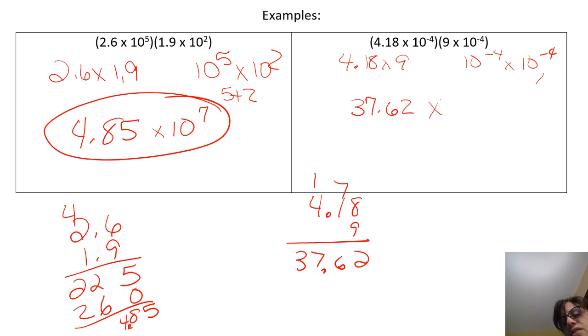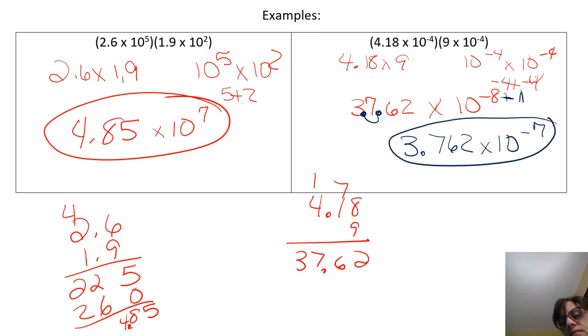But let's finish this up. So we get times 10 to the, we need to add. Negative 4 plus negative 4 is negative 8. So now let's fix that exponent. If we're going to move it once to the left, that was subtract direction. So do the opposite of subtract. We're going to add 1. It becomes 3.762 times 10 to the negative 8 plus 1, which is negative 7.